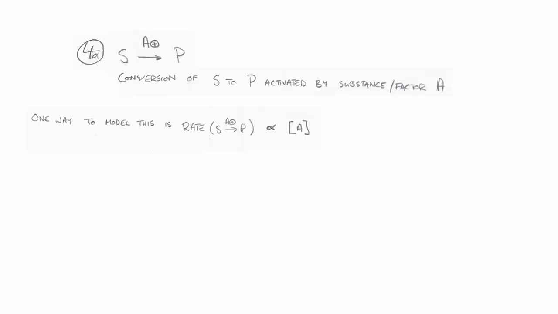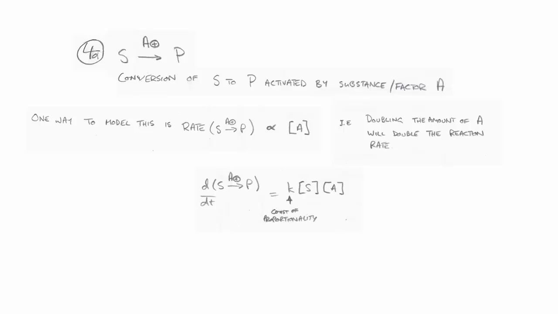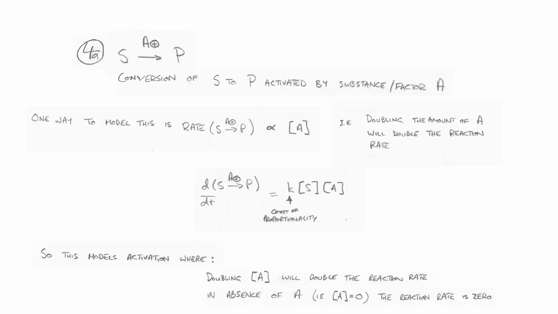So if we think how we can model this with a simple expression, well, we could just say, let's set the rate of the equation to be proportional to the amount of activator present. So doubling the amount of activator doubles the reaction rate. So this is the equation we'd use for that. So in this model, doubling the level of A will double the reaction rate, and in the absence of A, when the concentration of A is 0, the reaction rate is 0. So that's one way to model activation.